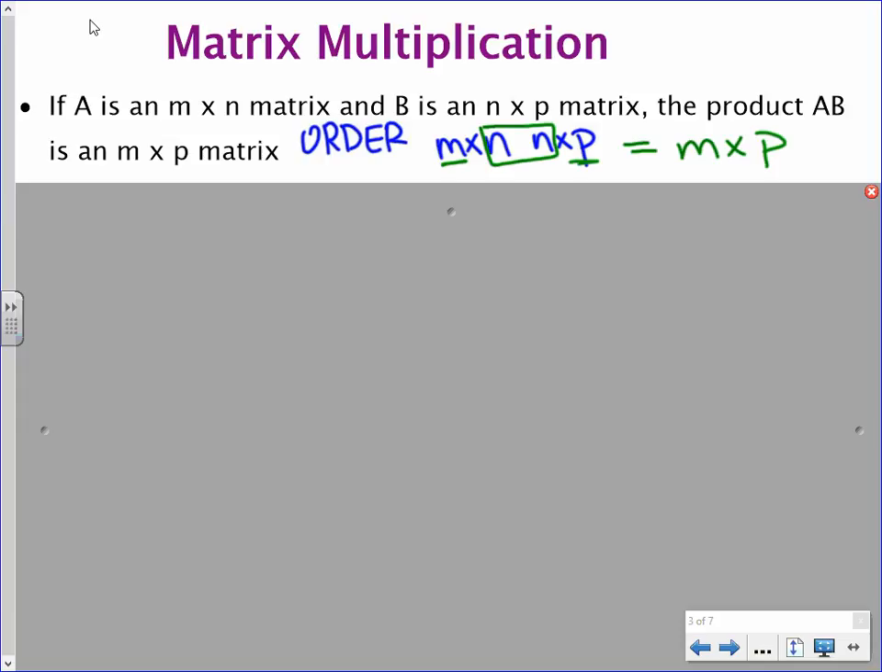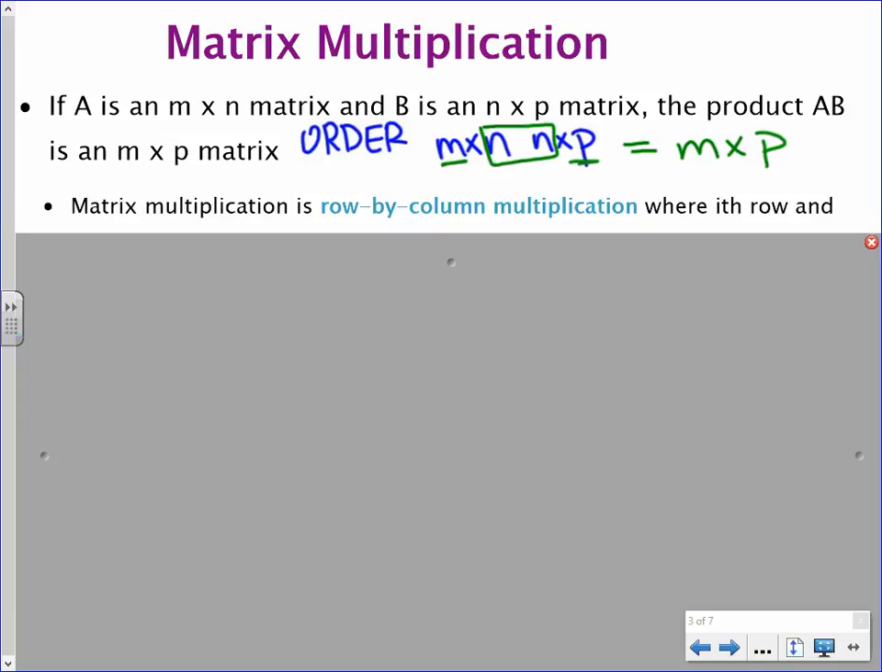Now, there are going to be a lot of words written up here, and I don't want you to write all of them. What I want you to write is that matrix multiplication is row by column multiplication. And that's why we need to have our order match up the way that it does. We're going to take a row and multiply it by a column, and we're going to sum up those numbers together. Depending on which row and which column we multiply will tell us where in the matrix it's going to go. So if we multiply the first row by the first column, that number will go in the first row, first column. If we take the second row times the third column, that entry is going to go in the second row, third column.